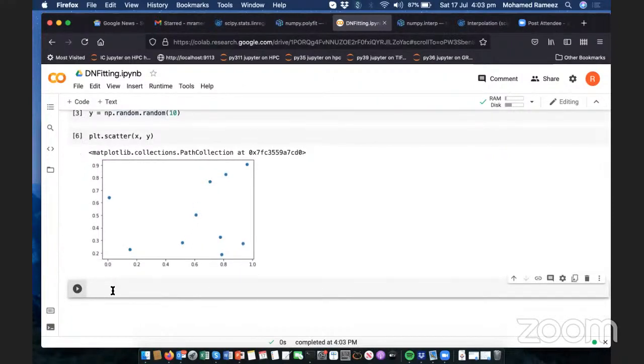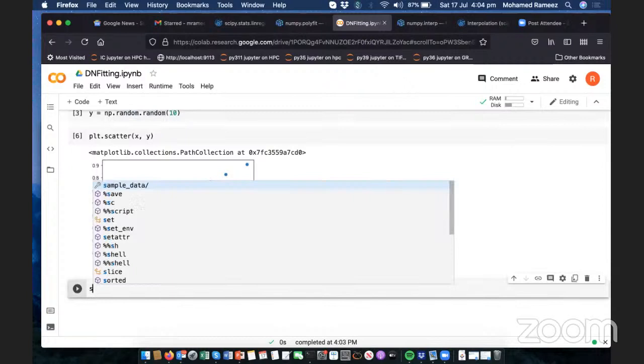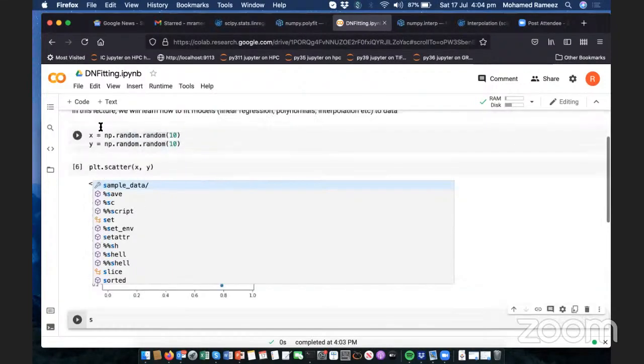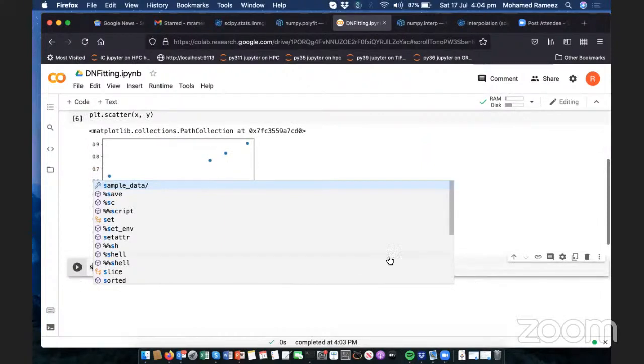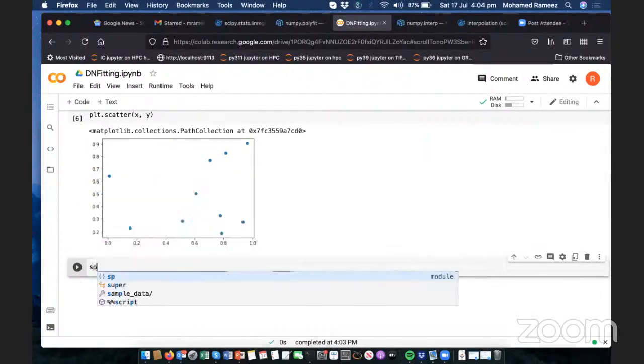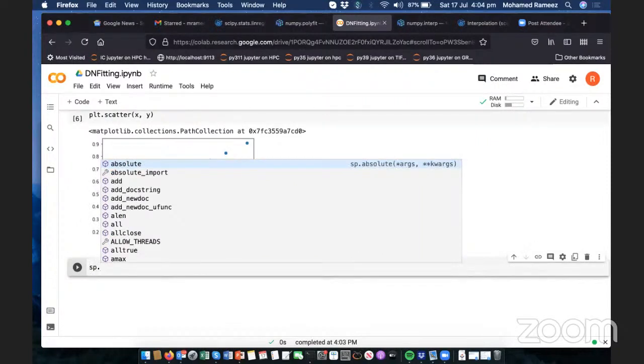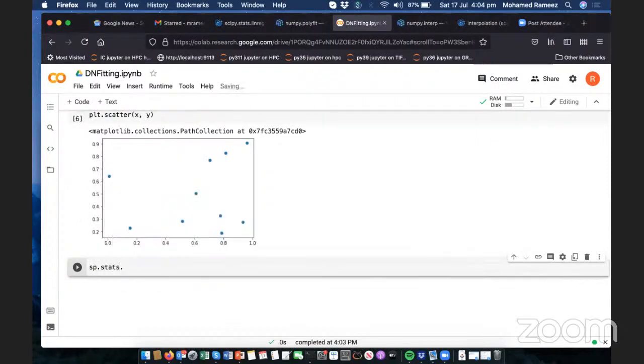So to fit lines to data, the function to use is, we have already imported SciPy as sp. There are multiple functions you can use in Python to do fits, but this is one of them. sp.stats.